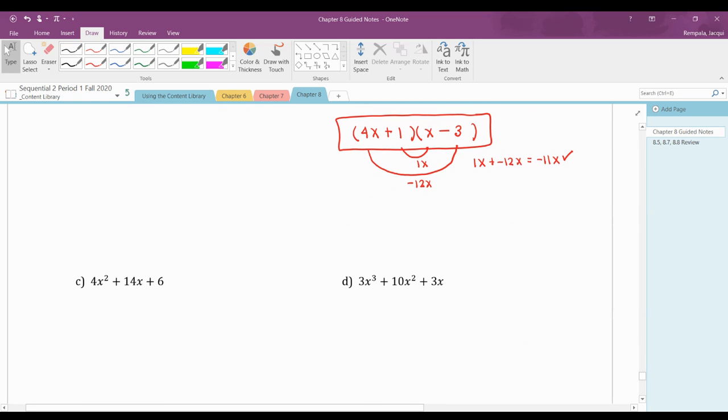Let's take a look at letter C here. We've got 4x squared plus 14x plus 6. Okay, so once again, I've got to look for a GCF. So I notice that 4 is the smallest number. Can I multiply 4 times something to get 14? And my answer is no.